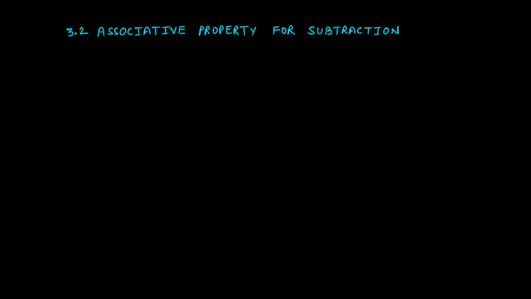What about subtraction? Does subtraction of integers follow the associative property? For that, it has to satisfy the condition that a minus (b minus c) is equal to (a minus b) minus c. If this condition gets satisfied, then we can say that the subtraction of integers follows the associative property.